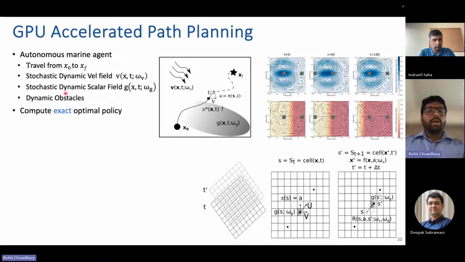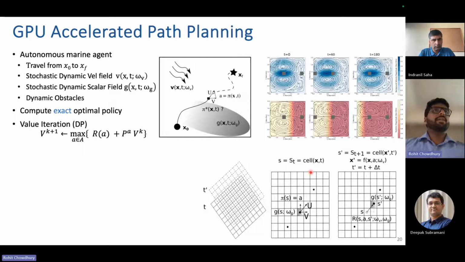Anyways, the problem is once again cast as an MDP. And we can, of course, solve the MDP exactly by using a dynamic programming algorithm like value iteration. And the equation for that is given over here.